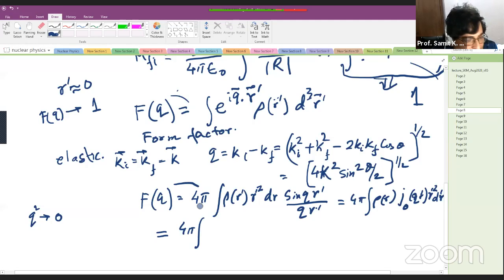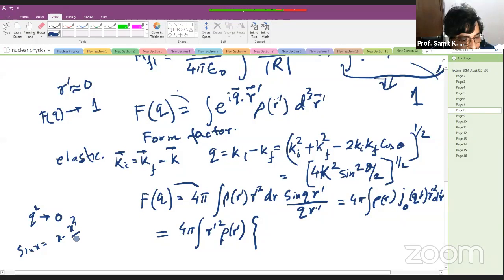So this one is 4 pi r prime squared, then rho(r prime). And then you expand the sine. You know the sin x expansion: x minus x cubed by 3 factorial, plus x to the power 5 by 5 factorial, and so on. That is the series you will get.